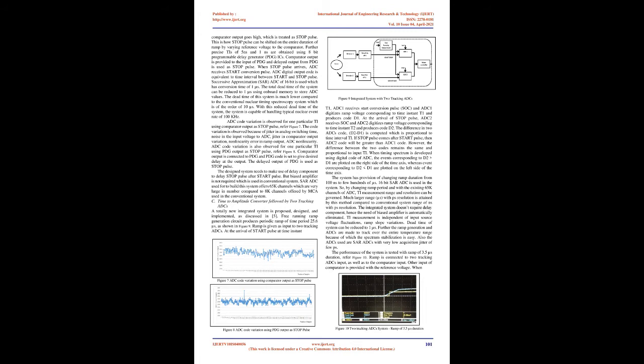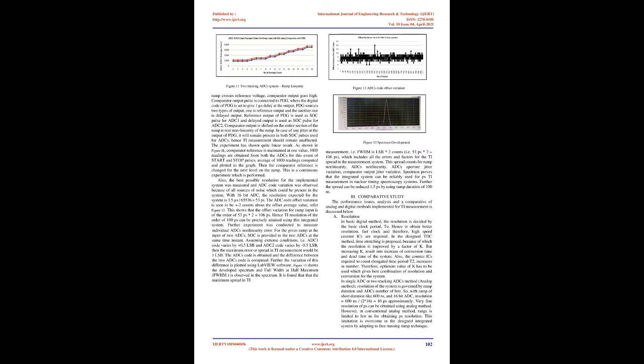Further, the ramp generation and ADCs are made to track over the entire temperature range, because of which the spectrum stabilization is easy. Also, the ADCs used are SAR ADCs with very low acquisition jitter of few ps. The performance of the system is tested with ramp of 3.5 s duration, refer figure 10. Ramp is connected to 2 tracking ADCs. Ramp crosses reference voltage, comparator output goes high.